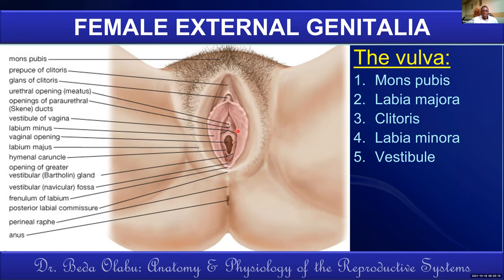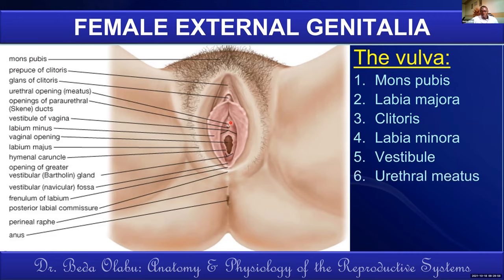Remember, the vestibule is protected by the labia minora. The labia minora is actually synonymous to the penile urethra in males, except again, because of virilization in males, the penile urethra is fused and incorporated in the penis. In females, the labia minora are not fused. They are separated and the gap between them is what we call the vestibule.